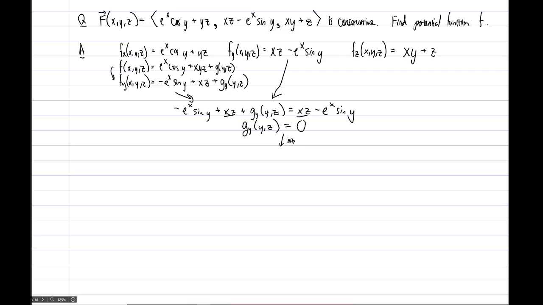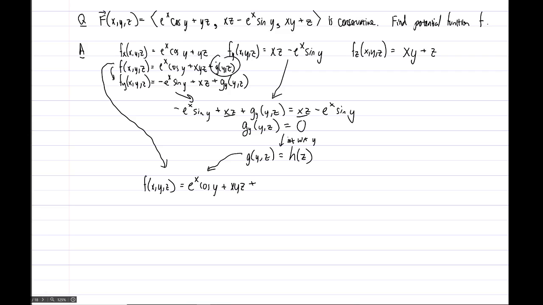Let's go ahead and integrate this with respect to y to get that g of y comma z is now a constant as far as y is concerned. So it can be a function that mentions z still. So let's call that h of z. Now let's take this line, the way we wrote f, together with how we know g of y comma z looks, and write an updated version of f of x, y, z. So this is e to the x cosine of y plus xyz plus g of y comma z. We thought it was a function of both y and z, but we now know it's just going to be a function of z. That won't always work out, but we just get nice and lucky here.